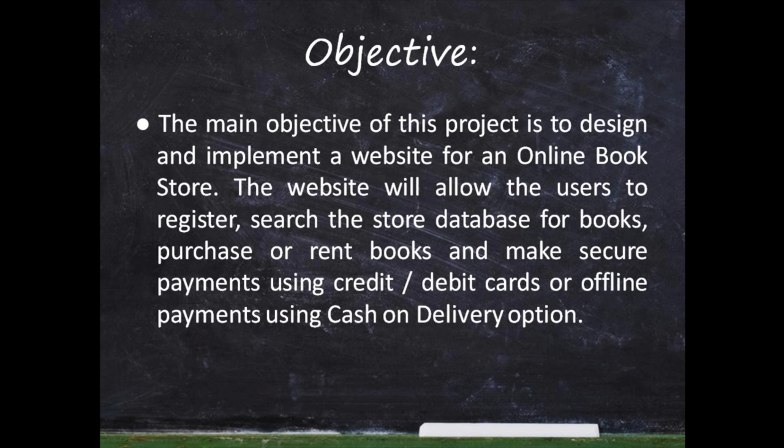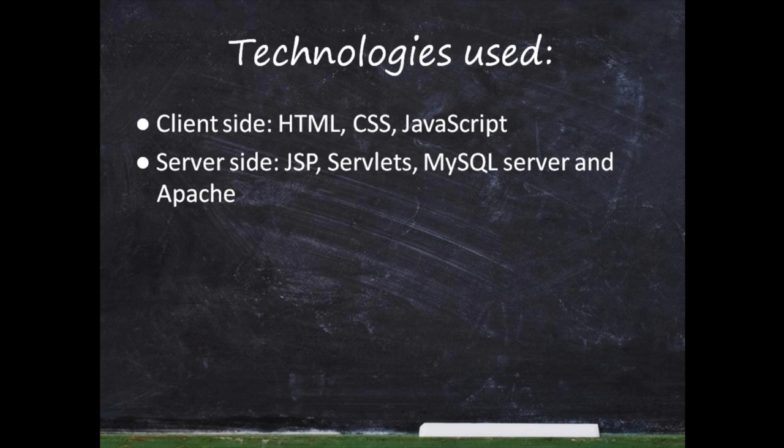Objective. The main objective of this project is to design and implement a website for an online bookstore. The website will allow the user to register, to search the store database for books, to purchase or rent books and make secure payment using credit, debit card or offline payment using cash on delivery option.